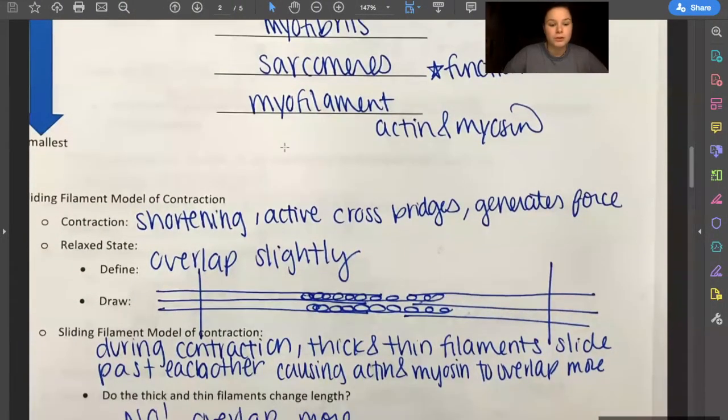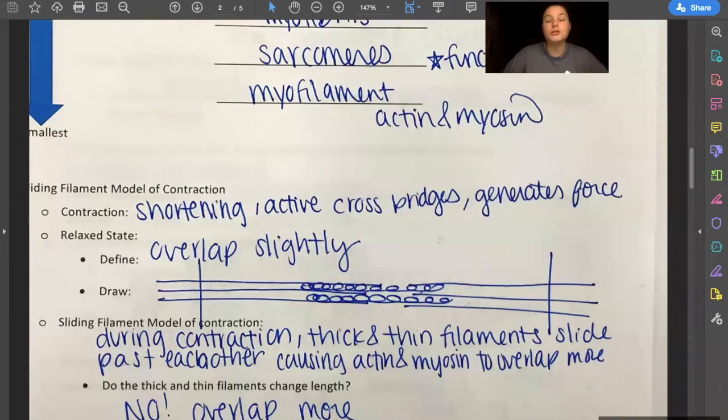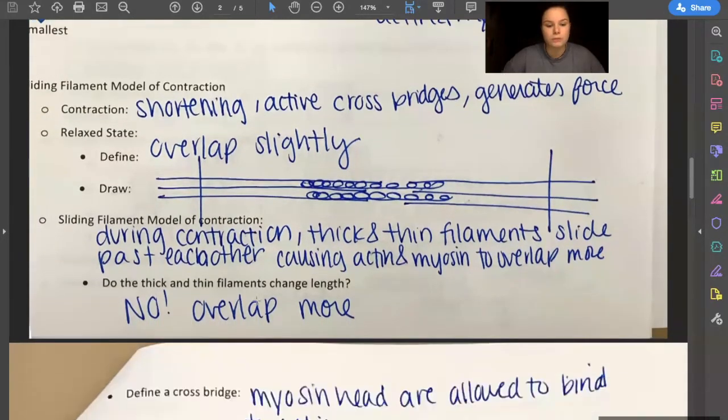All right. So none of the filaments change length at all. The only thing that's changing is that they overlap more. They're going to ask you on the test. They always ask this: do the filaments change in length? And you say no, they don't. They just overlap more. So don't get tricked. This one is a big star. Don't let them trick you.